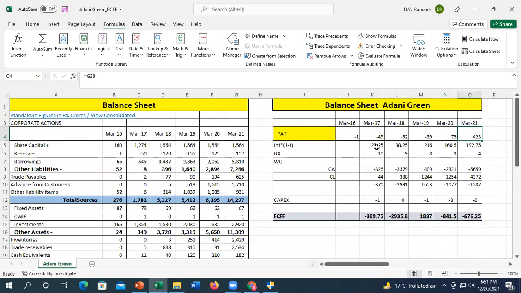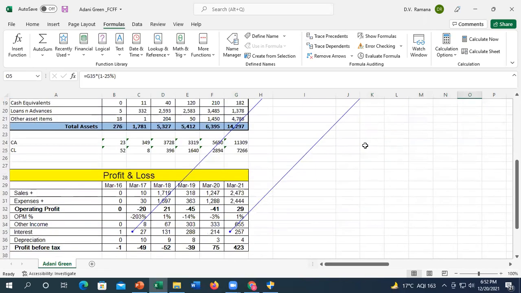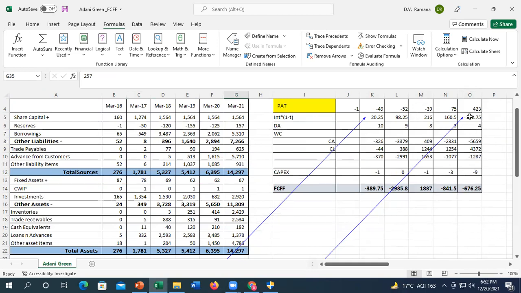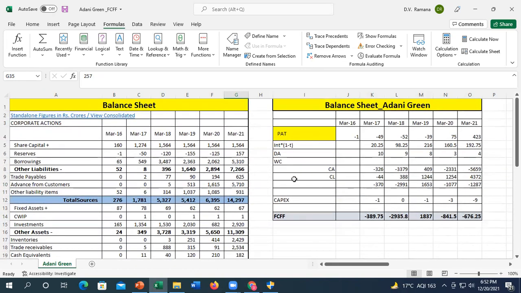Then add interest into 1 minus T. We have taken consistently 0.75, that is 0.25 as an interest. So I into 1 minus T. We can see the I into 1 minus T, I has gone up from 27 crore to 257 crore. So accordingly, I into 1 minus T also changed. Depreciation, we are adding interest because we want to find profit before it's the money available for all the investments.